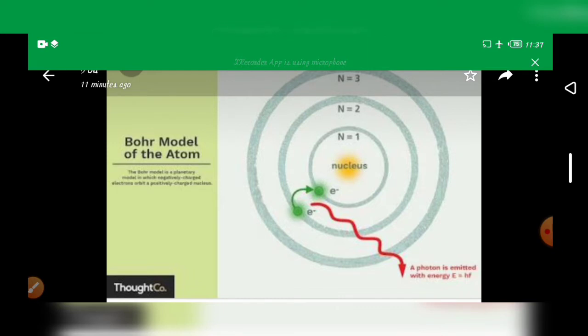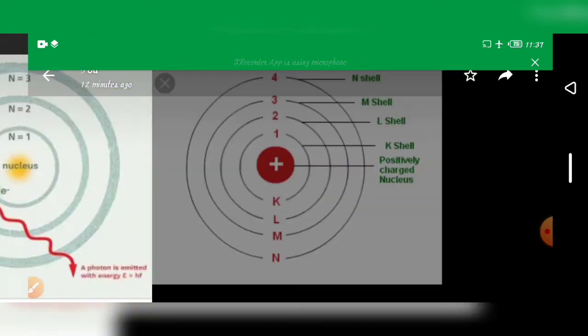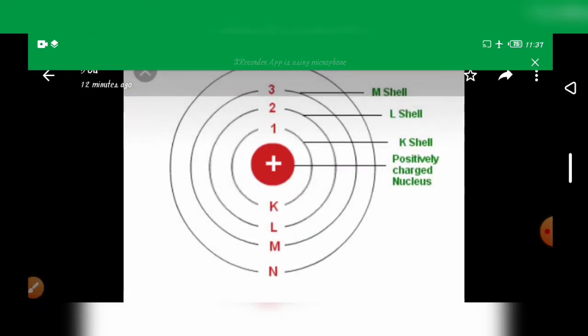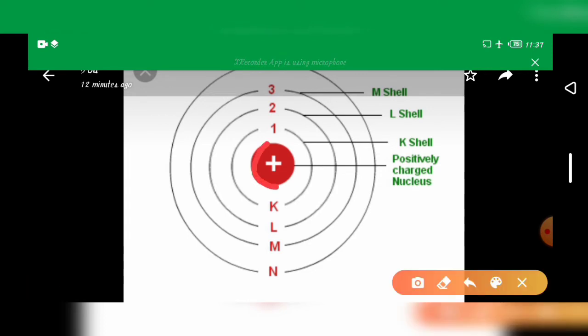Okay, it is given by E is equal to hν, where a photon is emitted with that energy. The energy will be calculated as E is equal to hν. Okay. Next you see, each and every shell is given this center point. See here, this center point.